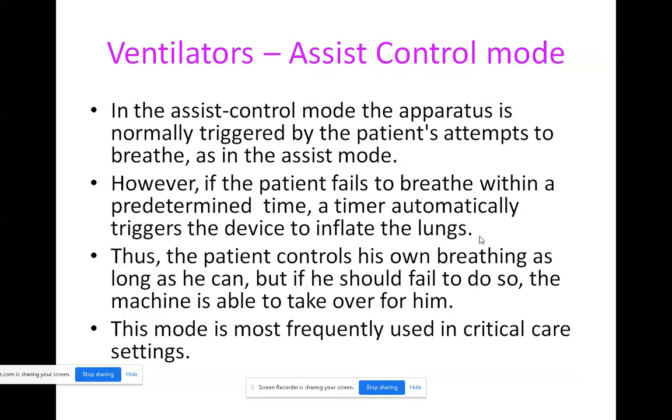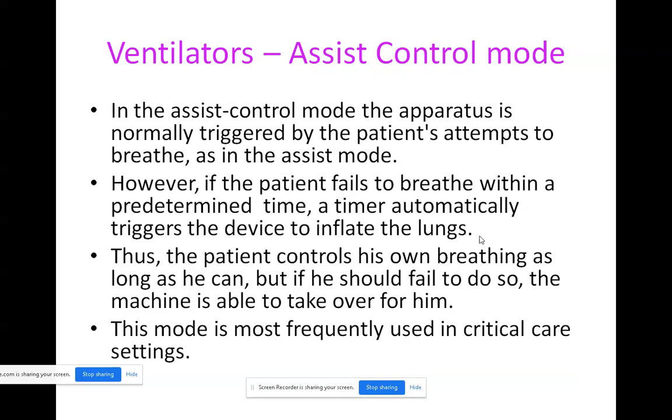Thus the patient controls his own breathing as long as he can, but if he should fail to do so, the machine is able to take over for him. That means it is half assist, half control mode. So as long as the patient is able to control the breath, at that time it will be working in assist mode. Whenever the breathing control fails by the patient, at that time the control mode will be on. That means automatically your timer will trigger the device. The device means the ventilator device.